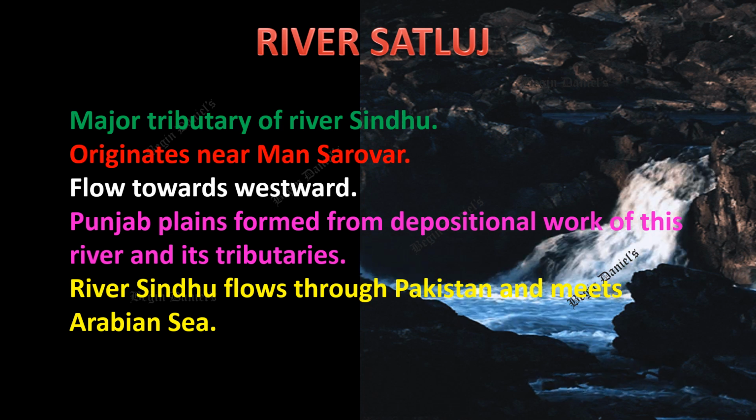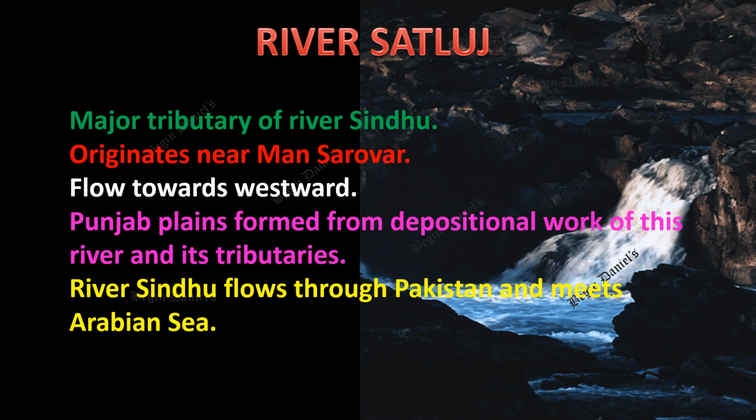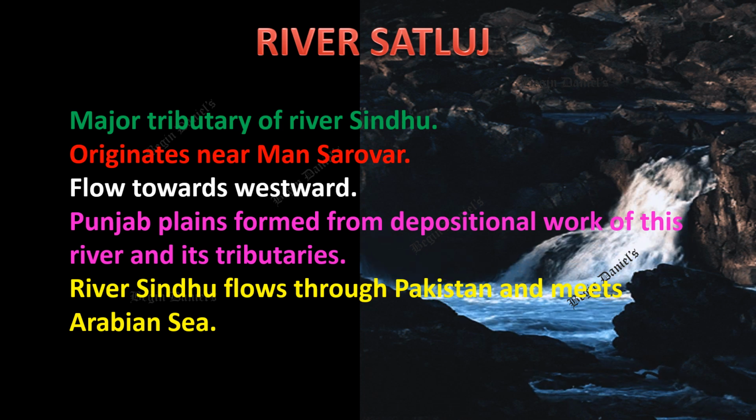River Sutlej, major tributary of river Sindh, originates near Mansarovar, flow towards westward. Punjab plains formed from depositional work of this river and its tributaries. River Sindh flows through Pakistan and meets Arabian Sea.